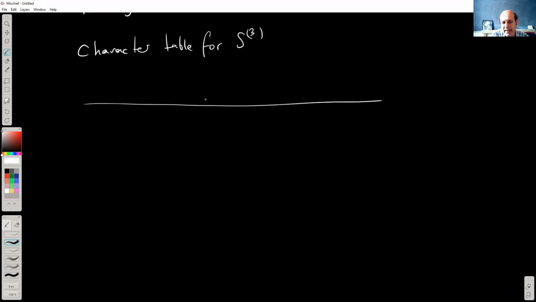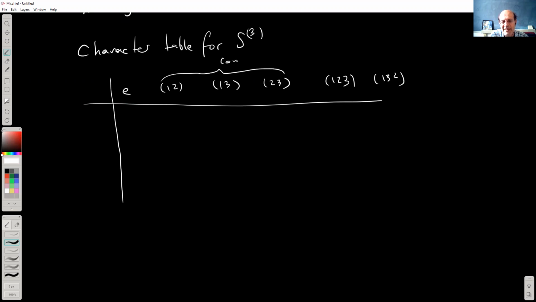This is more or less the thing. So first, let me just do it the long way. So there's 1, 2, 1, 3, 2, 3, 1, 2, 3, 1, 3, 2. So these are all conjugate to each other. Sorry, these are all conjugate. These two are also conjugate. Just remember that in the symmetric group, two permutations are conjugate if they have the same cycle structure. So the identity is always conjugate to itself. And then we have these three representations.